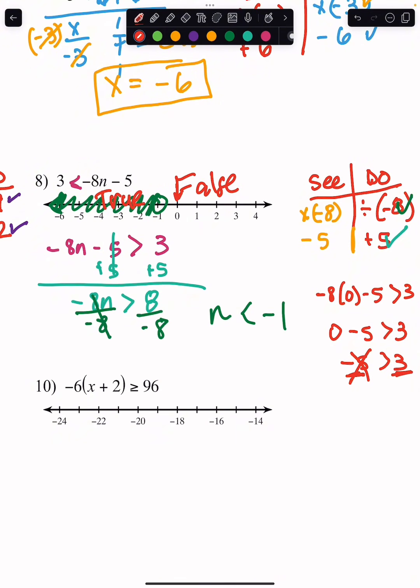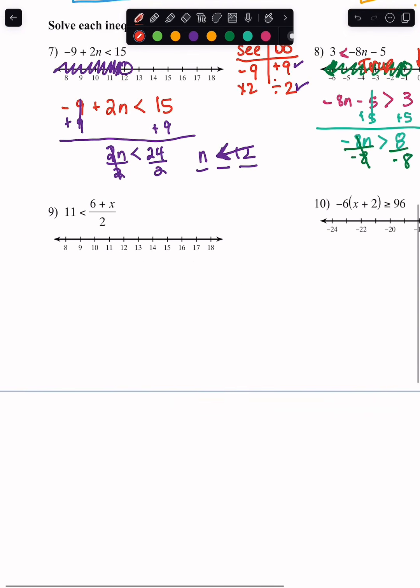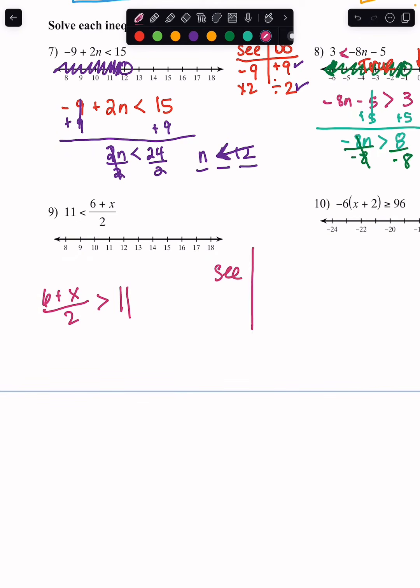Two more. Up. Here's this whole dominant division question, and it's backwards. So let's go ahead and flip it now because I don't have to deal with that later. 6 plus x over 2, 11. So everything is flipped. What do I see? What do I do? Well, I see a divided by 2. That's first, I see. And I also see a positive 6.